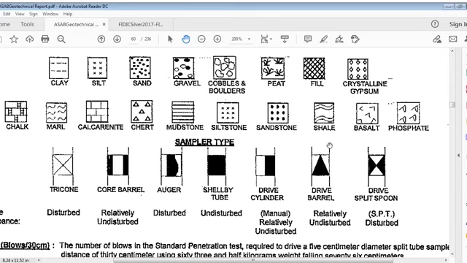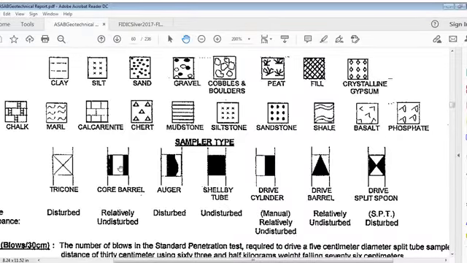Let's go this way. In this you can see the legends here, how they depict clay here. Clay, then silt, sand, gravel, cobbles and boulders, peat, fill, crystalline gypsum, chalk, marl, calcarenite, chert, mudstone, siltstone, sandstone, shale, basalt, phosphate.